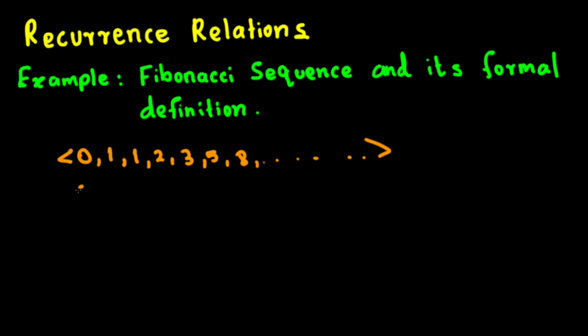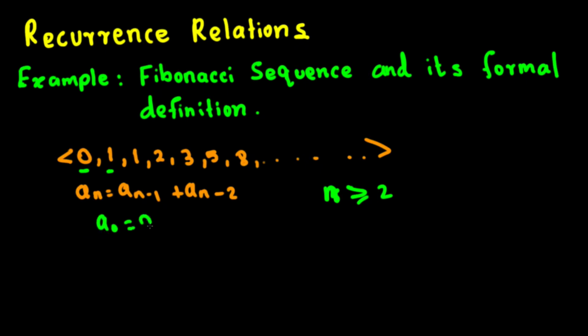To express this one, we can write a_n is equal to a_(n-1), which is the previous one, plus a_(n-2), which is the second previous. But here the first two terms always remain the same, 0 and 1. So first we have to initialize the two terms, because we need two terms to add up. So we always have to start from n greater than or equal to 2, and initialize a_0 equal to 0 and a_1 equal to 1, and that's how the Fibonacci series goes.